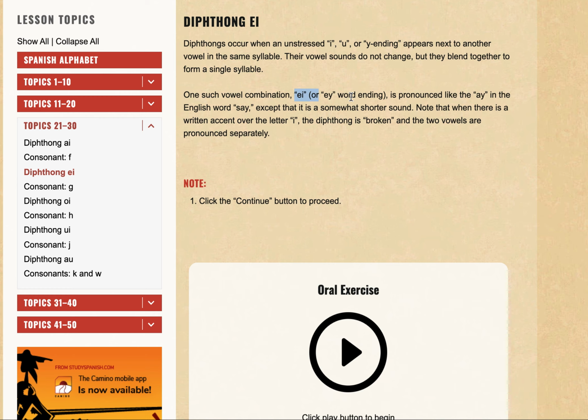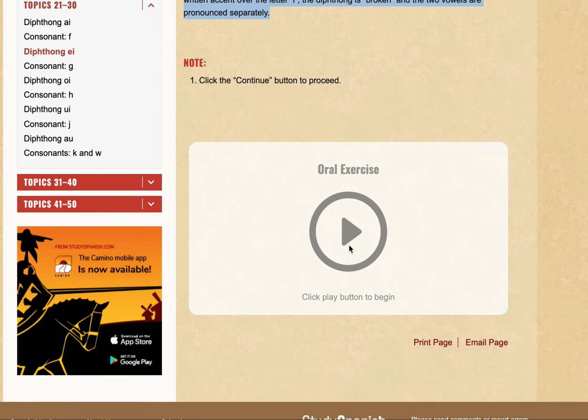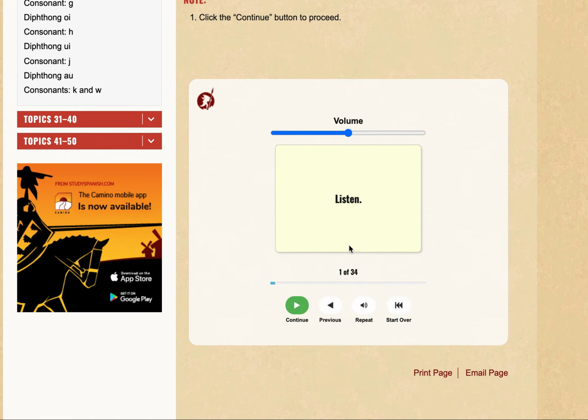separately. For the last sentence, it's similar to what I saw for diphthong AI: if you have a written accent over the letter I, the two vowel sounds are pronounced separately. All right, so let's go through some examples and see. Listen to the following words. They all contain the EI diphthong.